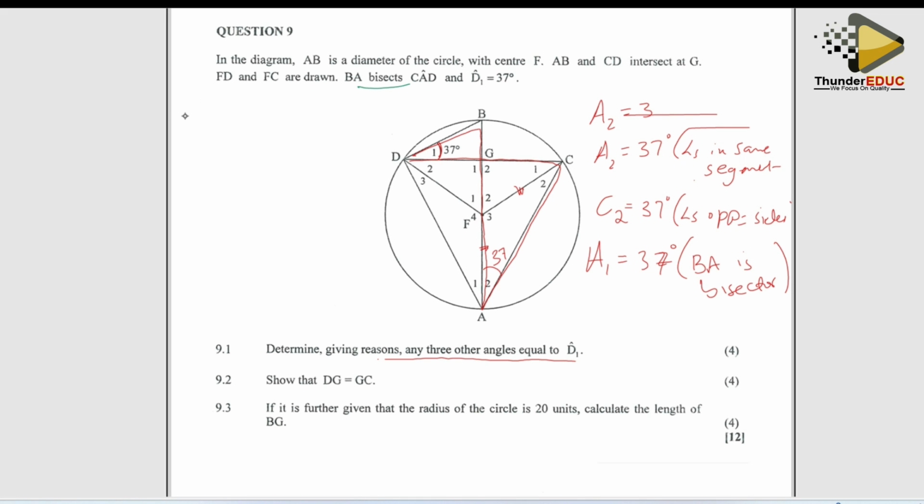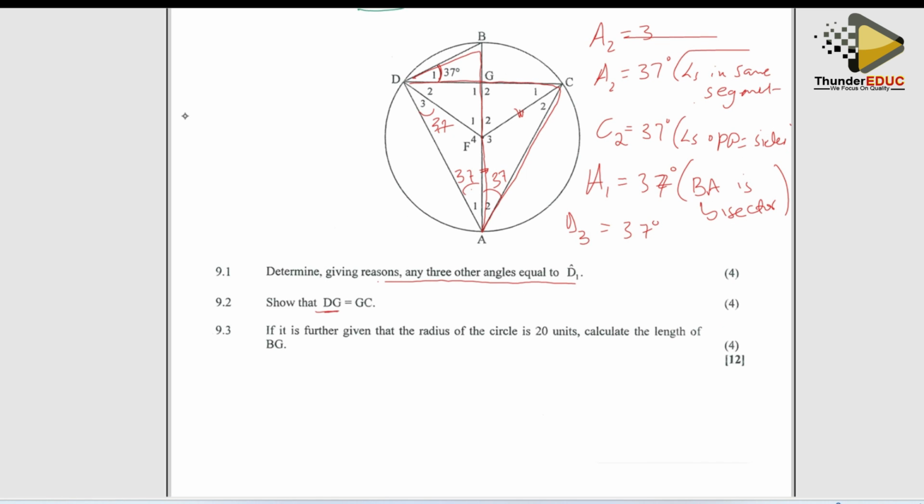Those are three. But for as long as we identify this as a 37, we can also get D3 as 37, because angles opposite equal sides. And then if that is true, I can also have another angle. I think that's enough. We don't need to populate this whole thing with 37s. Okay, so that is that.